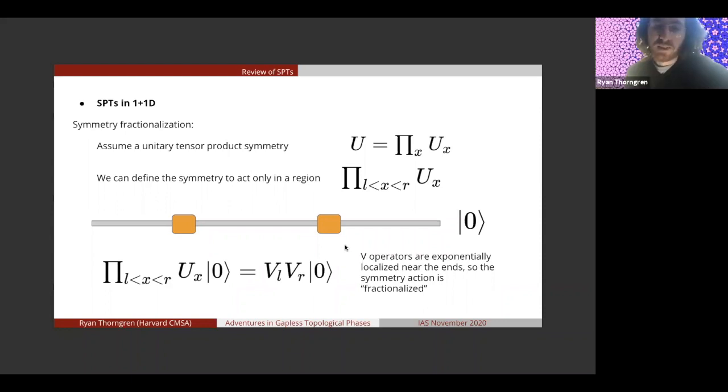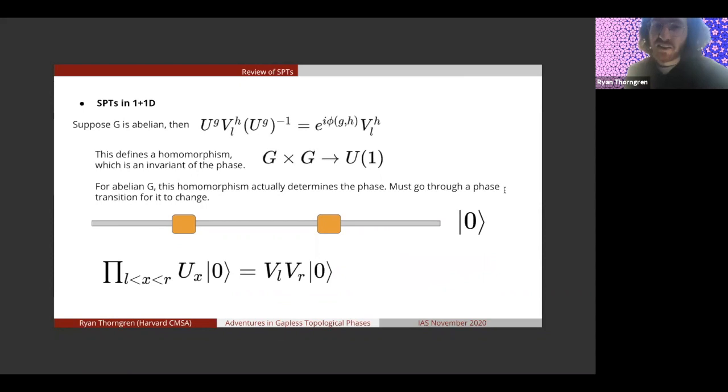So we say that the symmetry is fractionalized because we've taken one operator and split it into two. Now, let's say that G is abelian. We get an invariant of this phase by thinking about the charge of these endpoint operators. You could think of this as a homomorphism. For every group element, we get a pair of endpoint operators, and for every other group element, we get the charge of that endpoint operator under that group element.